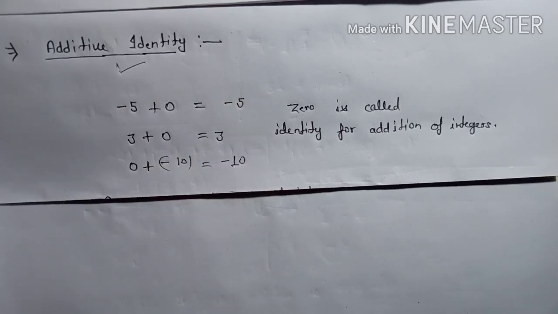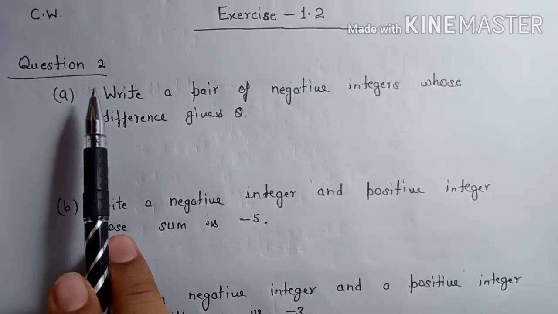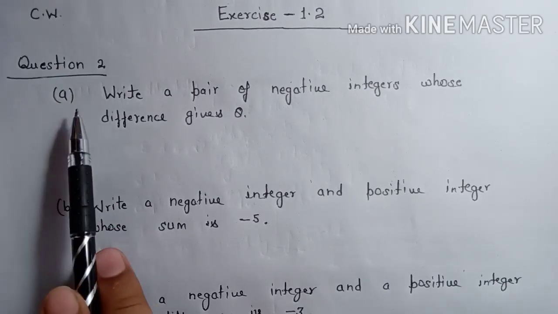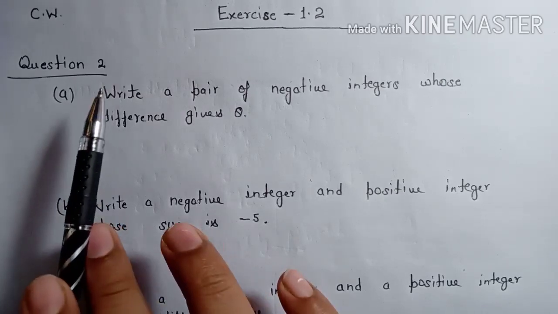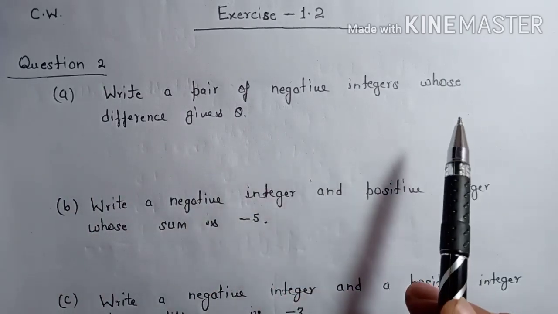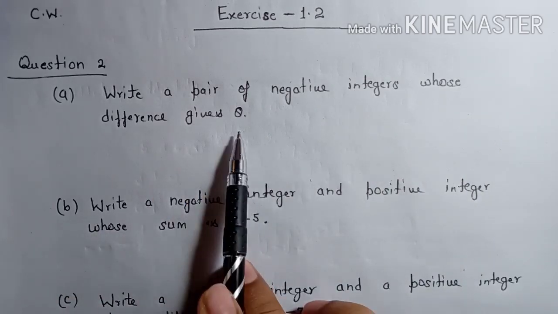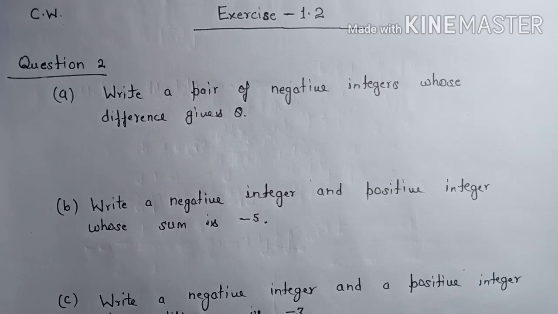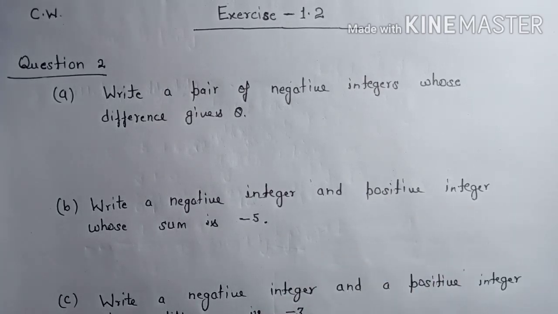Now we will solve our exercise 1.2. In the exercise, in our classwork, the first question is question number 2. Question number 1 and question number 4 are your homework. Question number 2: write a pair of negative integers whose difference gives 8. It is +8. So we have to write a pair of negative integers whose difference is +8.